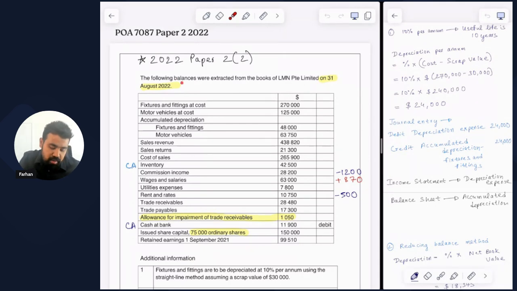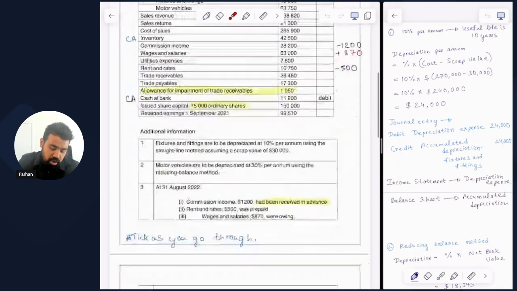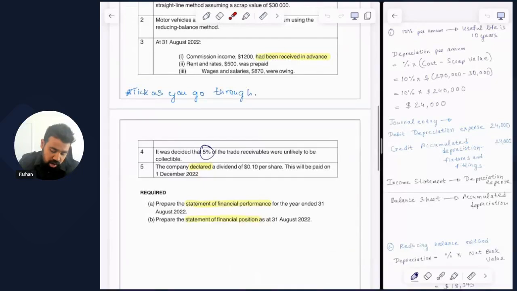So the following balances were extracted from the books of Element PT Limited on 31 August 2022. So here you can see we are given a list of balances for various items such as assets, liabilities, revenue, income, and expenses. Then you're given some additional information, as you can see, and the first requirement of the question is to prepare the statement of financial performance for the year ended 31 August 2022, also known as the income and the profit and loss statement.